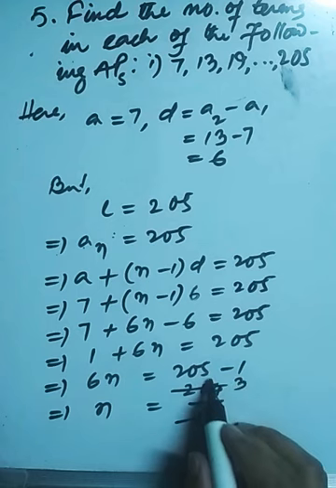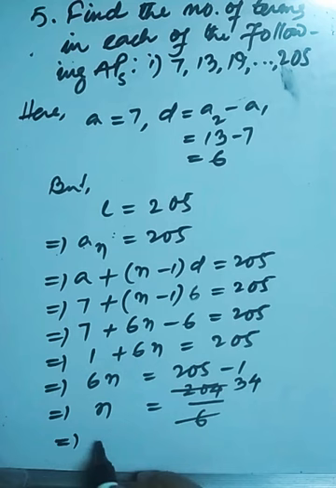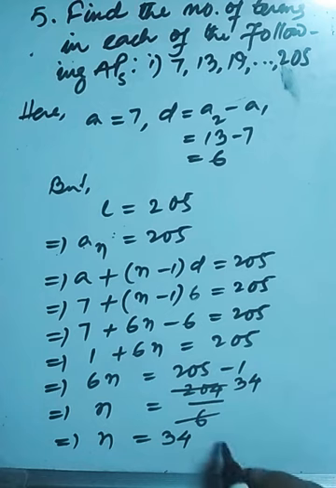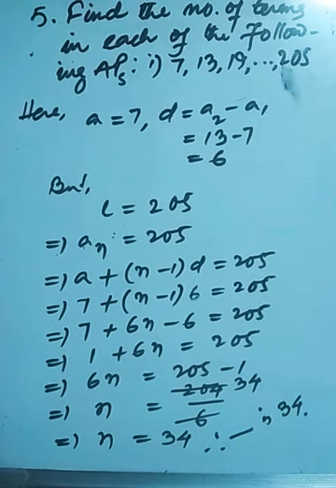6 3s are 18, here 2, 24. So 6 4s are 24. So N is how much? 34. N is 34, therefore the number of terms is 34. So we'll be moving to the next question.